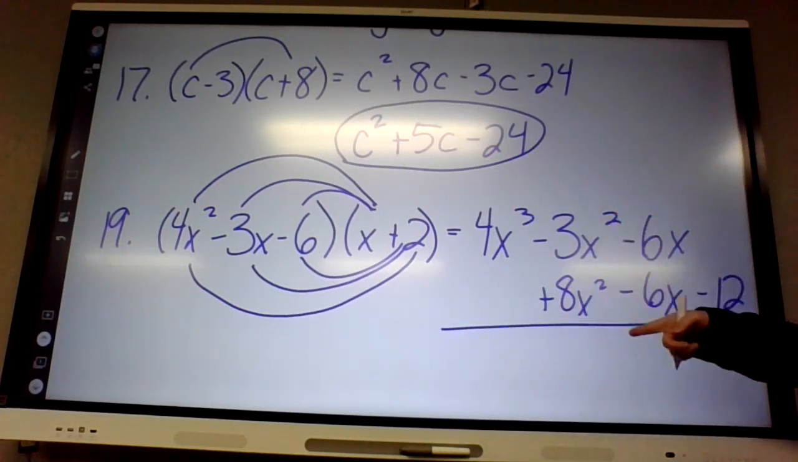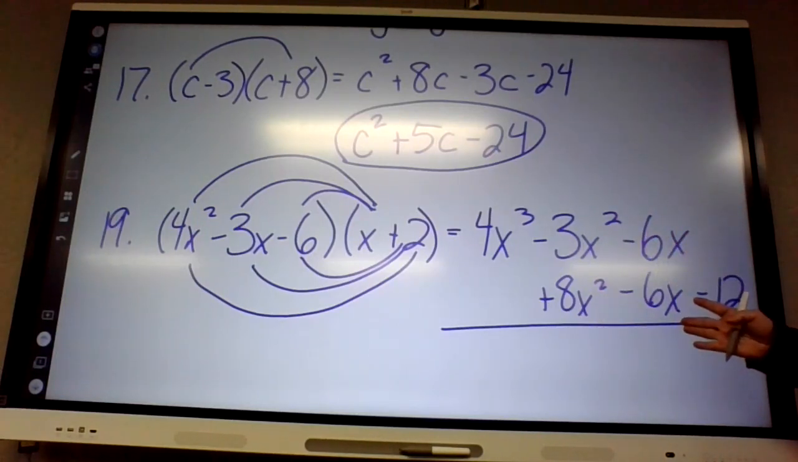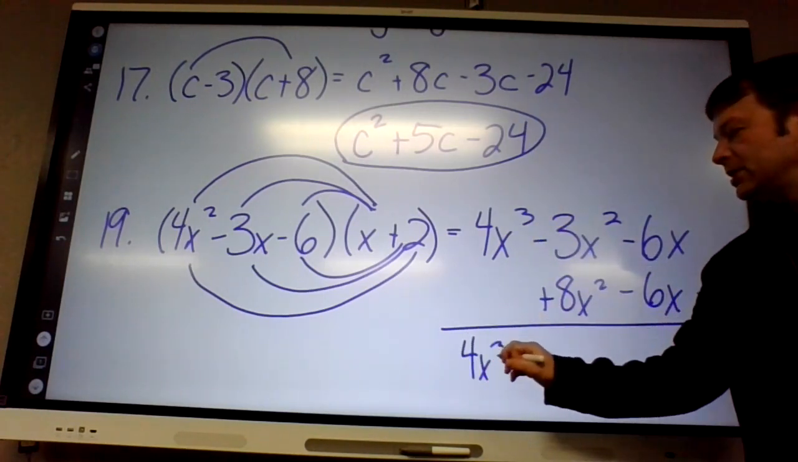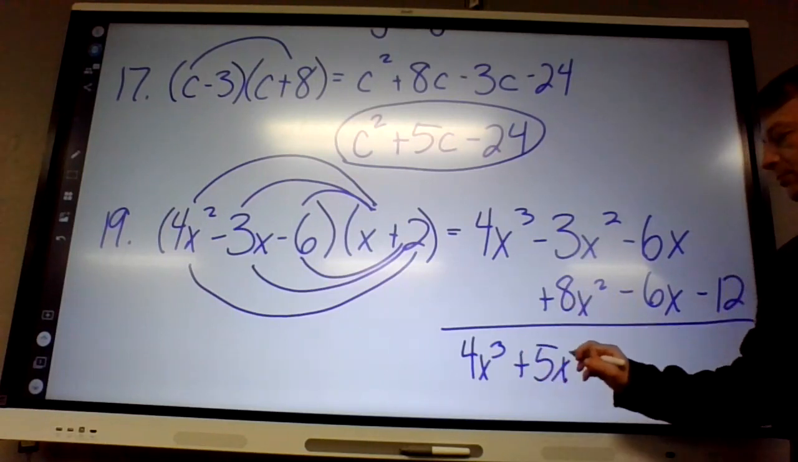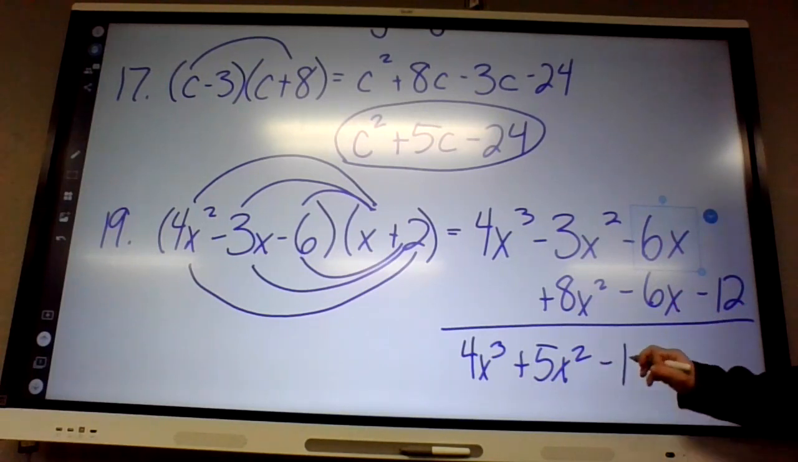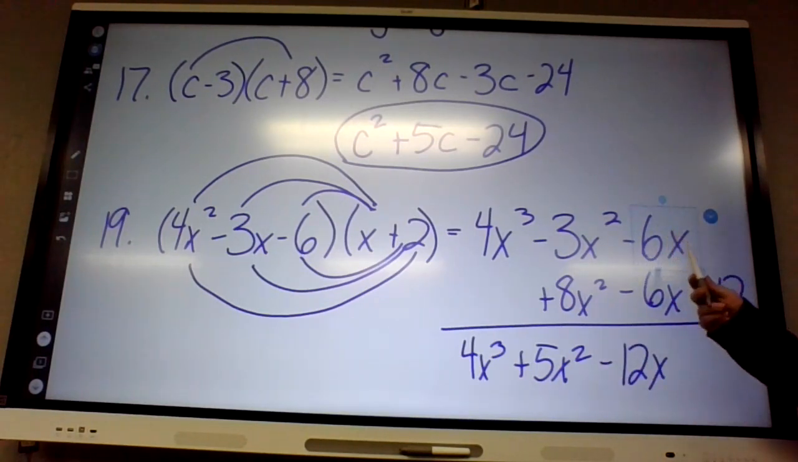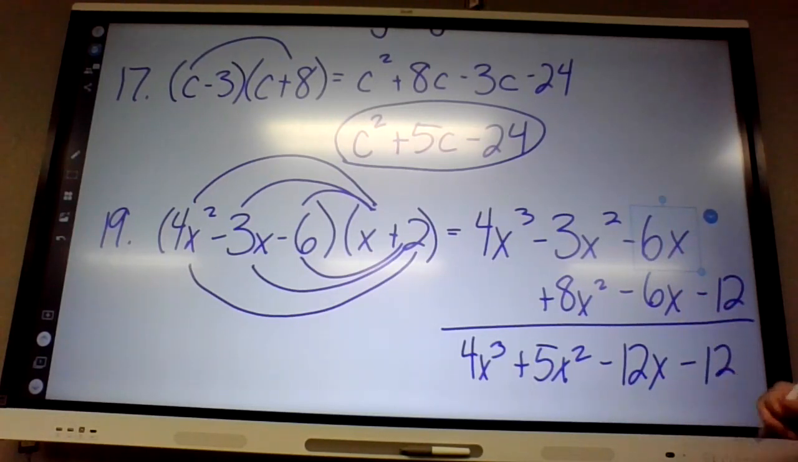Okay, so the way I wrote it, you don't have to write it this way, but the way I wrote it, you can see the like terms easily. So it's 4x cubed, negative 3 plus 8, negative 6 minus 6, 12, negative 12. It's like you're $6 in the hole and you lose $6, $12 in the hole. You're going the wrong direction.